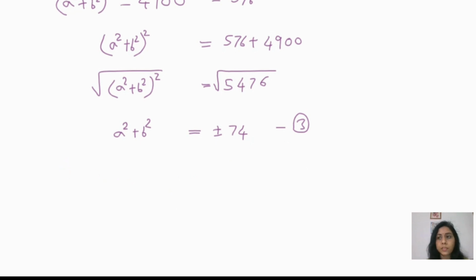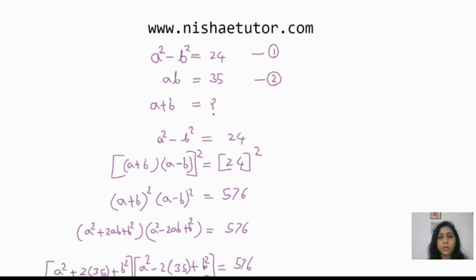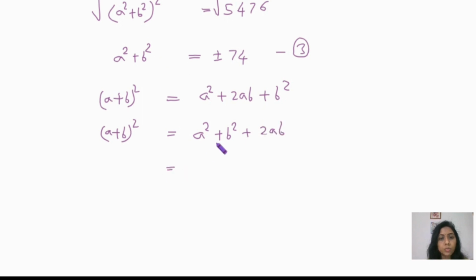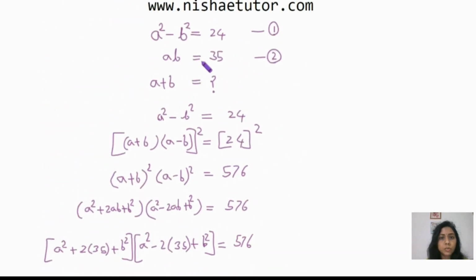We have to find out the a plus b value, right? So (a plus b) whole square means a square plus 2ab plus b square, which we can rearrange as a square plus b square plus 2ab. Now we know the a square plus b square value from equation 3, this is plus minus 74, and 2ab value is 70 from equation 2. It is given.